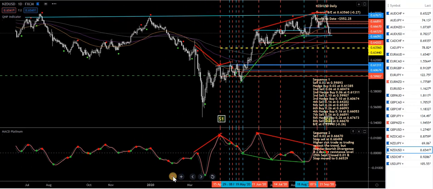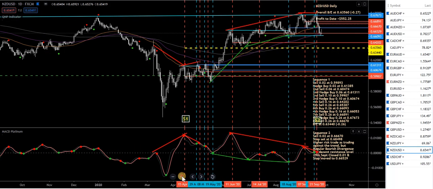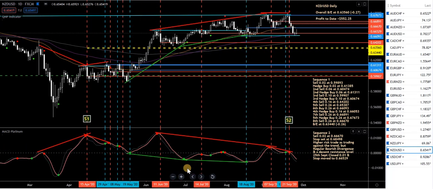look at this blue line across here. That's a pretty significant sort of level, as the Kiwis have problems getting past, so hopefully it's going to have a good run down, and we can clear this old sequence 1 and try and get down to these levels here.